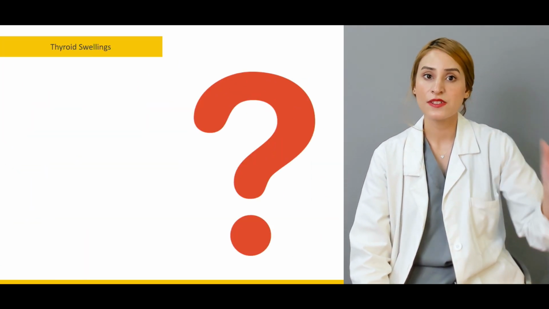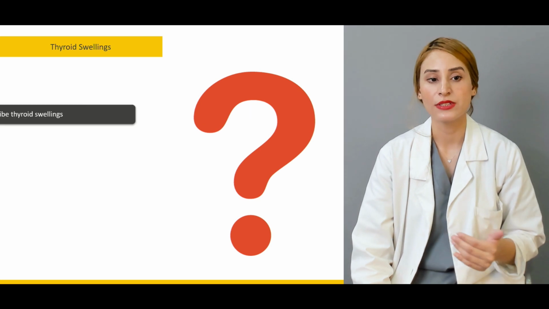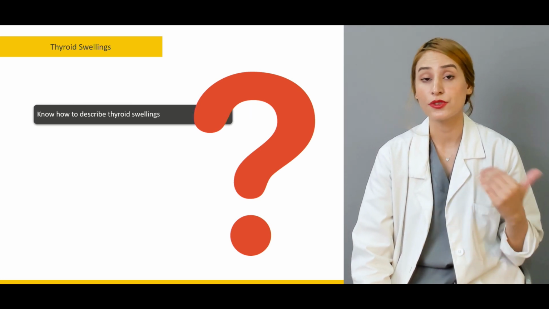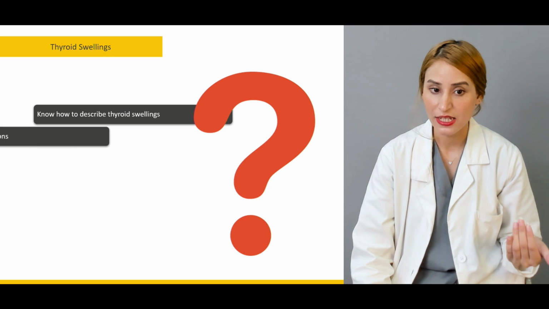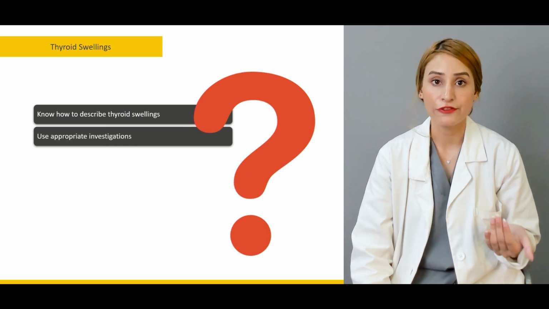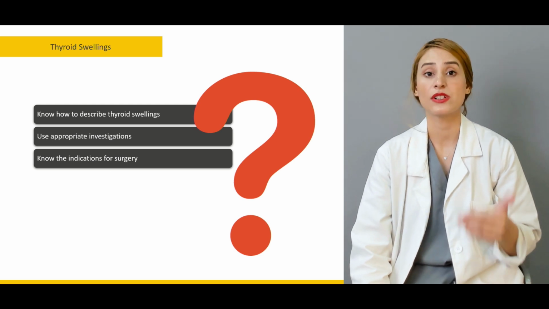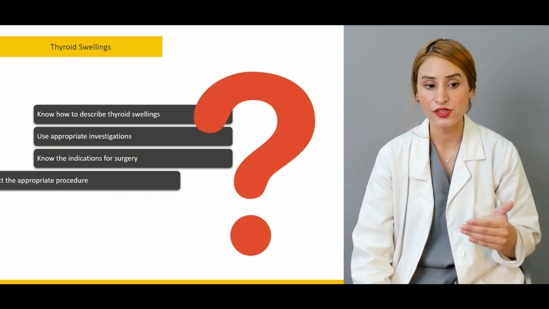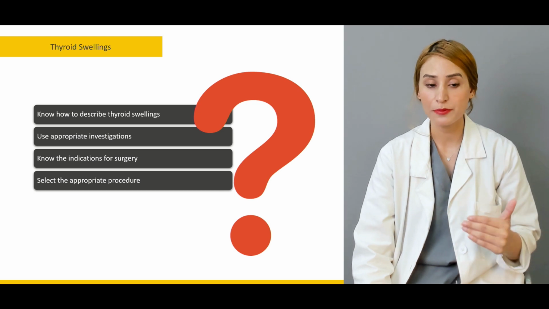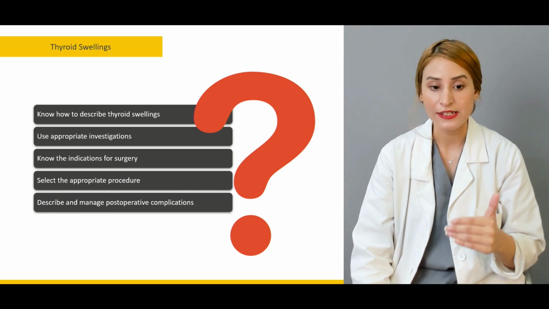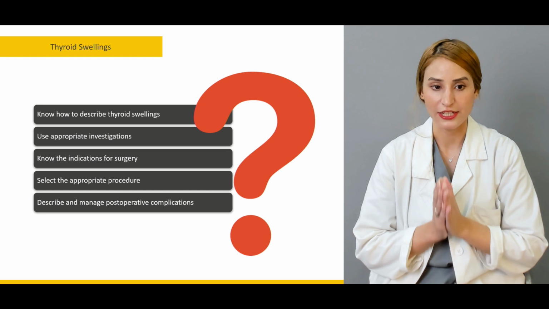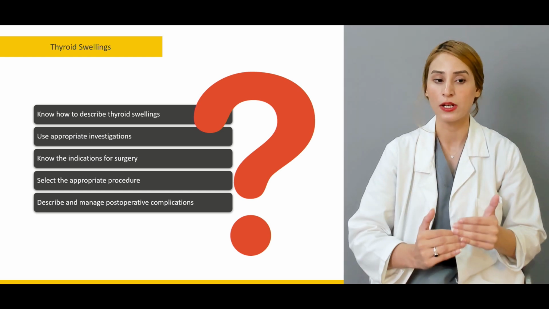So that was the whole of the thing. Now we're going to talk about thyroid swellings. You need to know how to describe the thyroid swelling. You need to go for the appropriate investigations. You need to know the indications for surgery. You need to select the appropriate procedures, and you need to describe and manage the post-operative complications. We are going to discuss these things one by one.